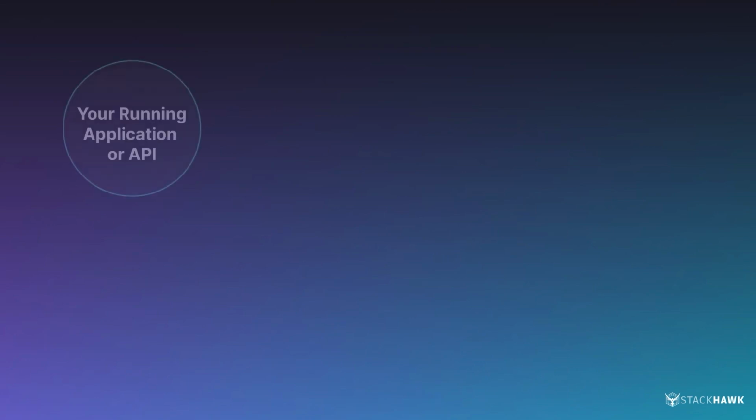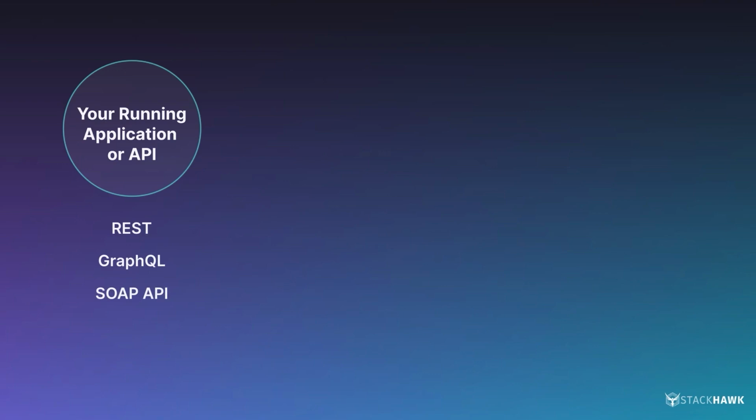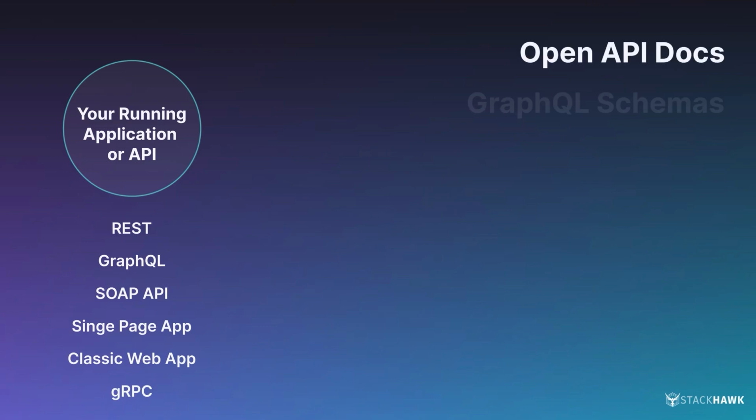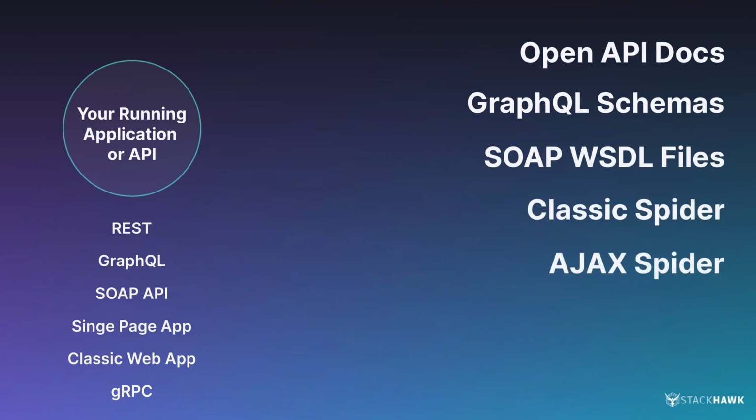It starts with your running web application. StackHawk works on any application listening via HTTP or HTTPS. It can be a REST API, GraphQL, SOAP API, single page app, classic web app, or gRPC. You can use OpenAPI documentation, GraphQL schemas, SOAP WSDL files, a classic spider, and an AJAX spider for single page apps. You can even inject custom data into OpenAPI variables for deeper REST scans, using known values for things like user IDs or group IDs to scan deeper into parameterized API routes.